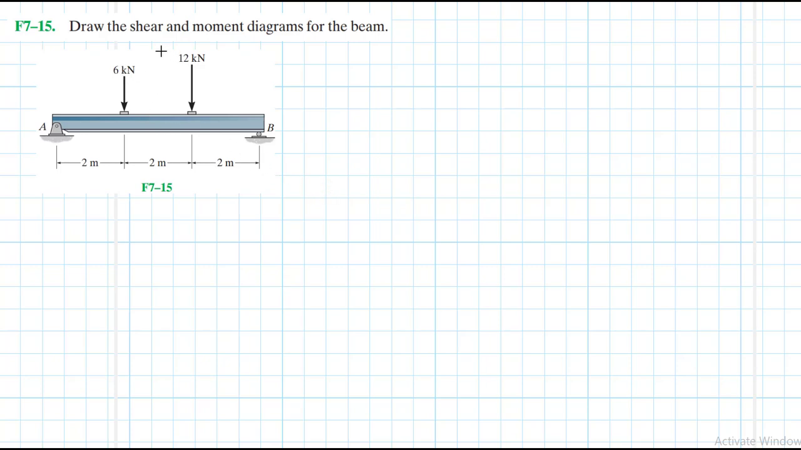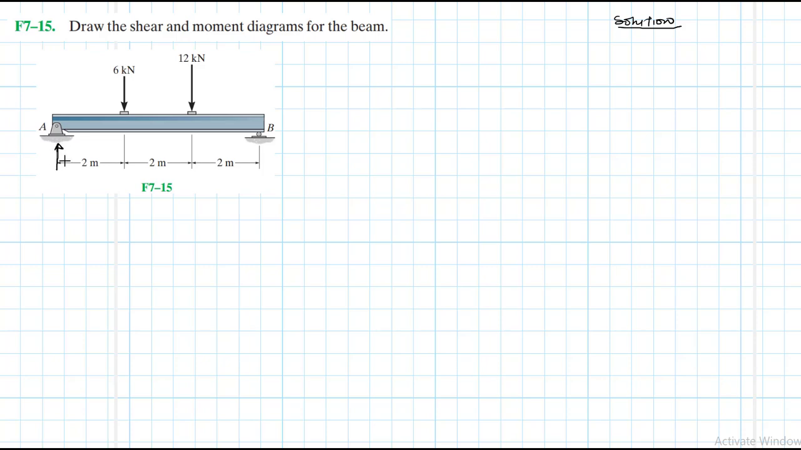The problem reads: draw the shear and the moment diagrams for the beam. This problem is coming from the Engineering Mechanics: Statics textbook, 13th edition by R.C. Hibbeler. So we have a beam loaded with two concentrated loads, and it's a simply supported beam. So let's draw the free body diagram.